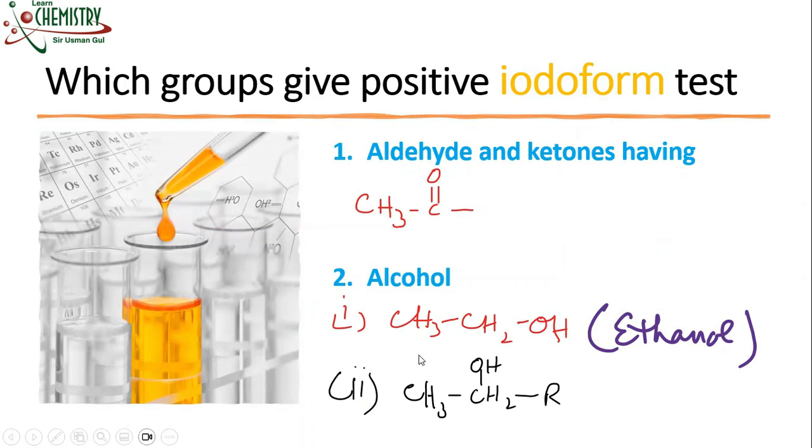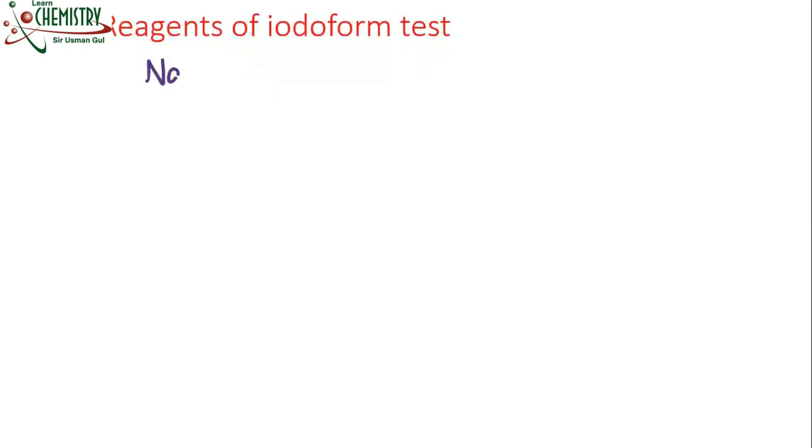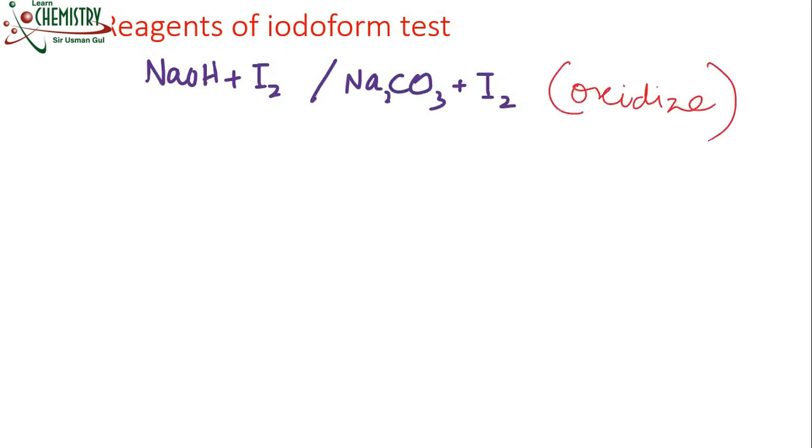Okay, moving forward. Now I will tell you what the reagents of the iodoform test are. Number one, we can use sodium hydroxide along with iodine, or we can also use sodium carbonate along with iodine. Basically, these reagents oxidize the aldehydes or ketones or alcohols.